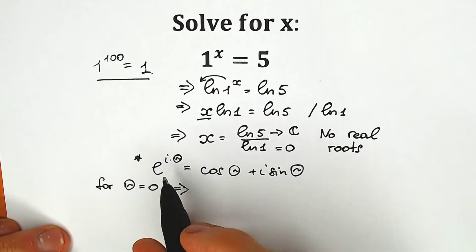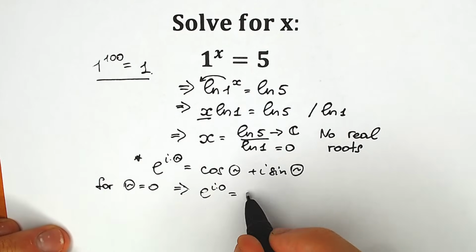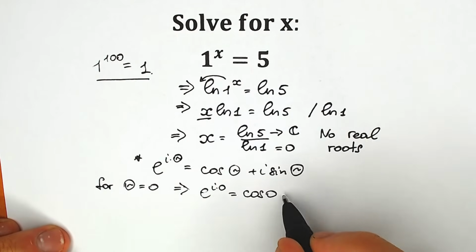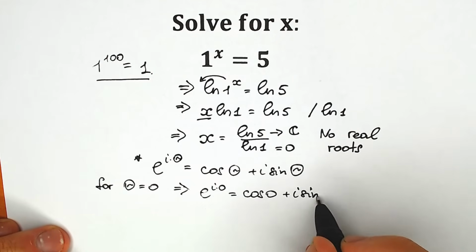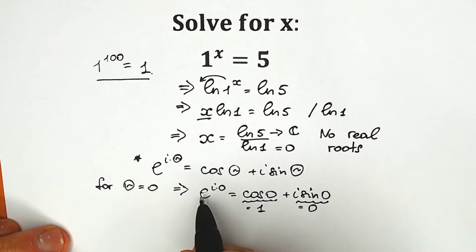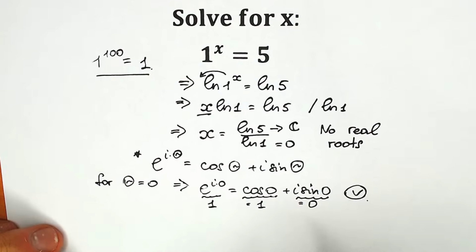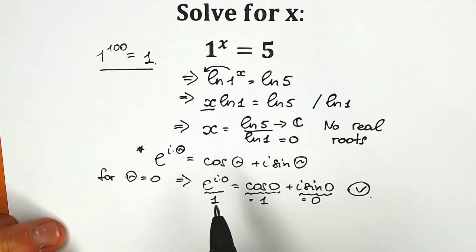As a result, what do we have? e to the power i times 0 equals cosine 0 plus i times sine 0. Of course, sine 0 equals 0, so we have 0 here. Cosine 0 equals 1. And on the left side we have 1 as well, because e to the power 0 equals 1. So as a result we have 1 equals 1. So this identity works perfectly. This identity is great for us. But I don't need this identity.